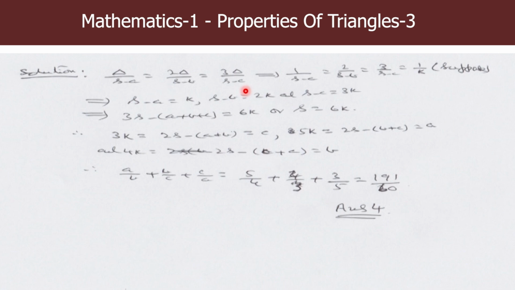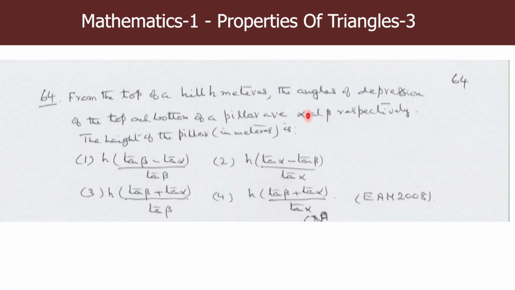So therefore, a/b + b/c + c/a is 5/4 + 4/3 + 3/5. If you simplify it, you will get the fraction 191/60. Just to add, because the LCM is 60. So the correct option is option number 4.